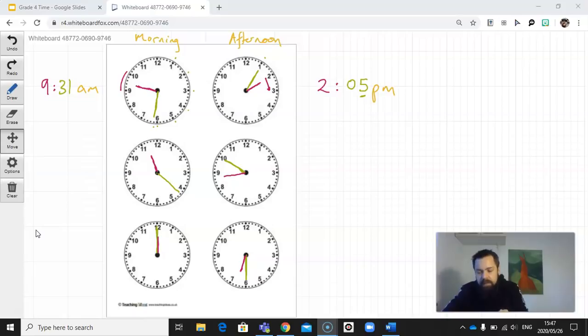Looking at the next of the morning ones. Well, in my hour, it's after 11, but it hasn't reached 12, so it starts with 11. Minutes, 5, 10, 15, 20, 21, 22.